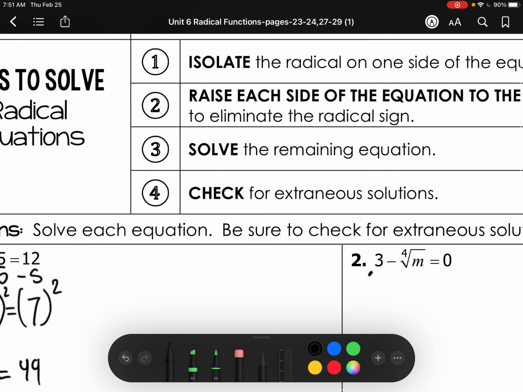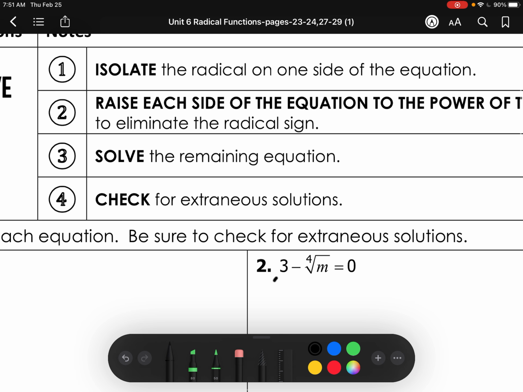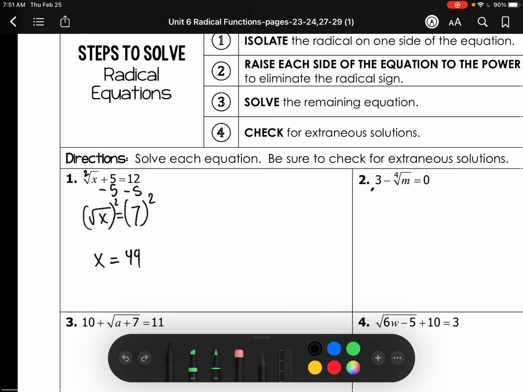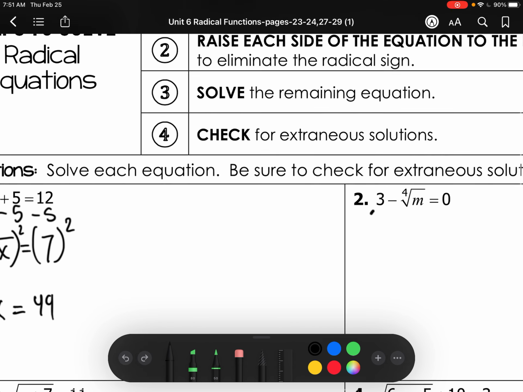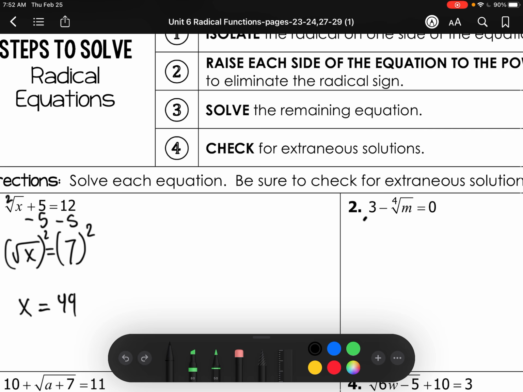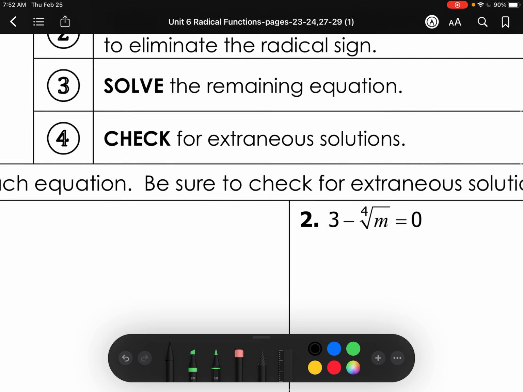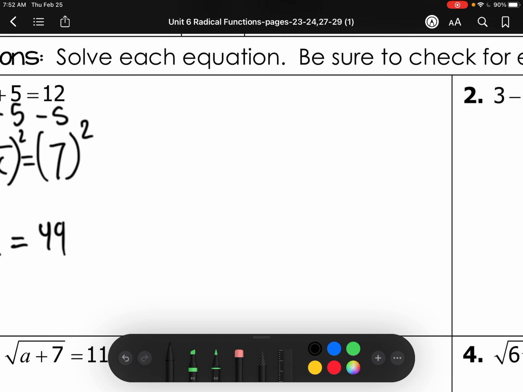Oh, and then step 3 told us that after we raise each side of the equation to the power, step 3 was to solve the remaining equation. This one was pretty simple because we didn't have to follow step 3. When we did step 2, it just finished the example for us, but in the other ones, we're going to have to do some more math. Then step 4 tells us to check for extraneous solutions.